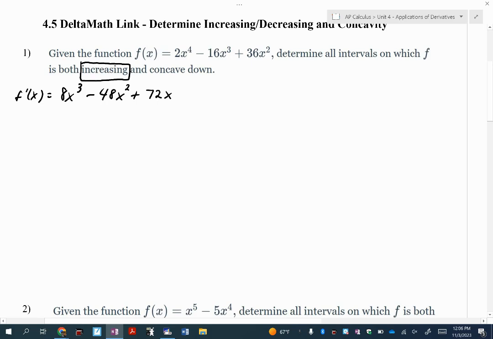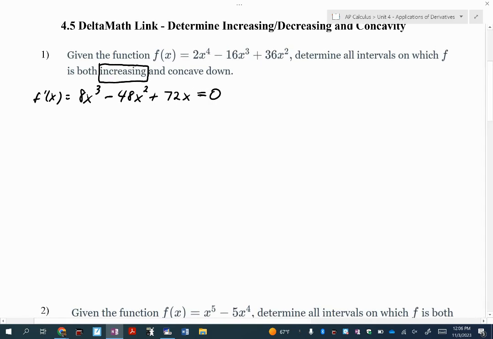Find the critical points. Where is this going to be equal to 0 or undefined? Don't have to worry about undefined right now. Let's take out the 8x. We have x cubed minus 6x squared plus 9.